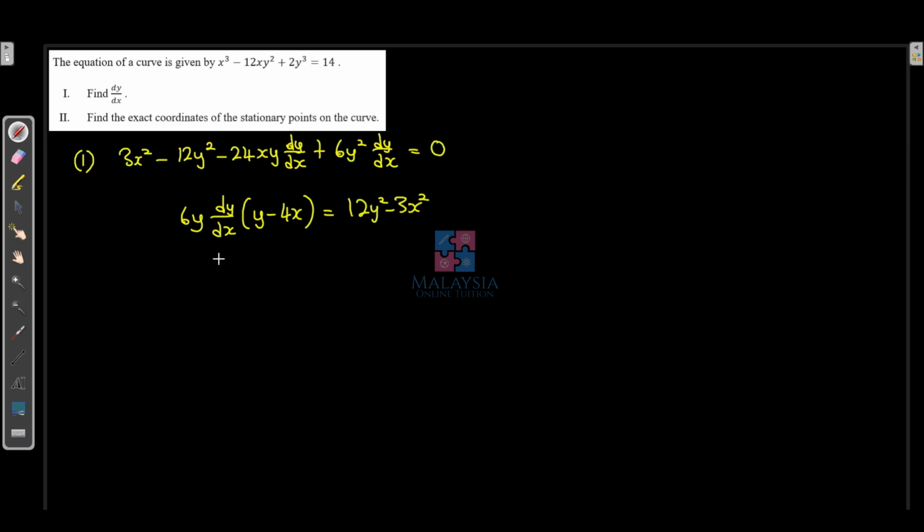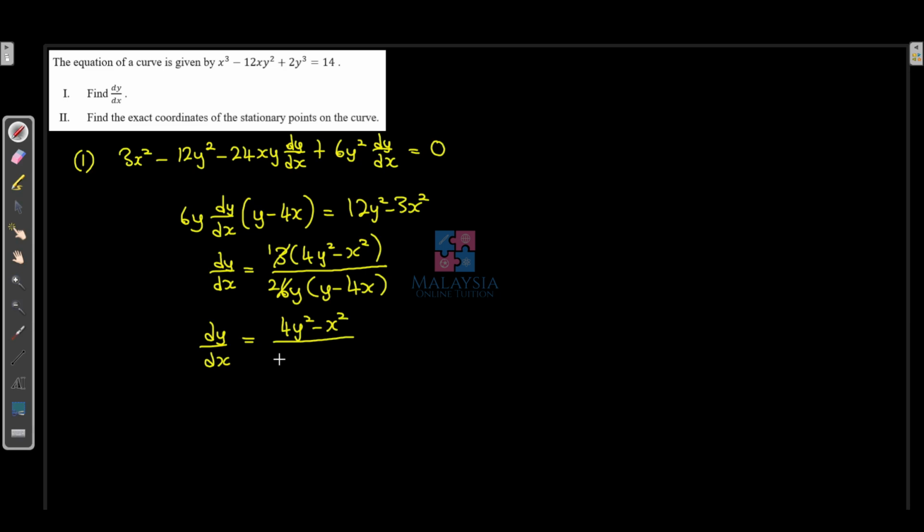Done. Then our dy over dx is going to be, so we can take out 3 for the numerator. So 3 open bracket 4y squared minus x squared, and then divided by 6y, open bracket y minus 4x. Done. So we can cancel the 3 and 6. So this is 1, this is 2. So our dy over dx is going to be 4y squared minus x squared over 2y, and then y minus 4x. So this is the final answer for the dy over dx, and that's all for part 1 of this question number 5.